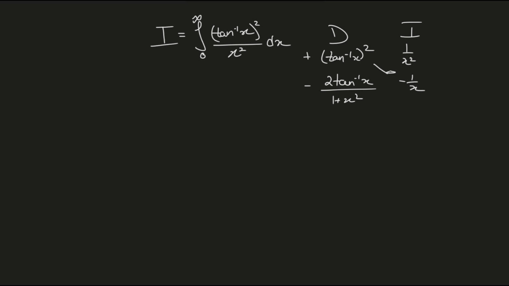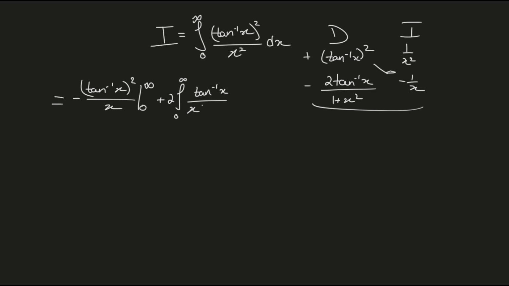I'll get this multiplied, which gives us a minus inverse tangent squared over x evaluated from 0 to infinity. And I'll just give myself a bit more space. To that we should be adding these two multiplied together, so we get twice the integral from 0 to infinity of inverse tangent x over x times 1 plus x squared dx.